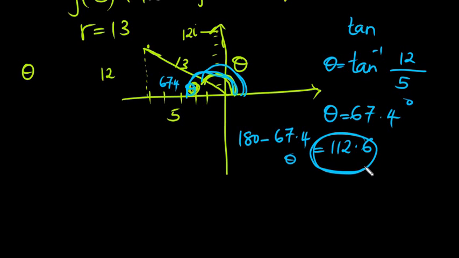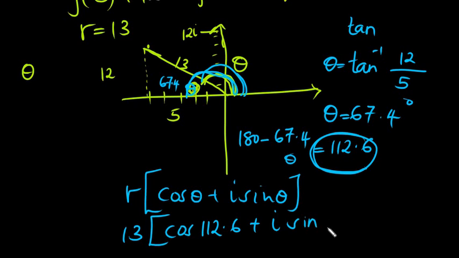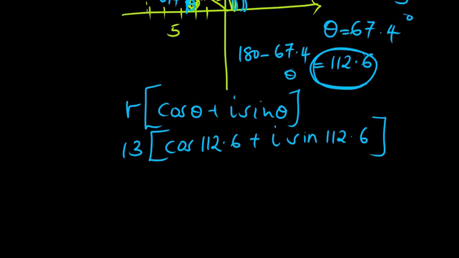112.6 degrees. So we now go back to the polar form of this complex number. We have r, and then we have cos theta plus i sin theta. So the value of r, which is 13, multiplied by cosine 112.6 plus i sin 112.6, and that is the polar form of this complex number.